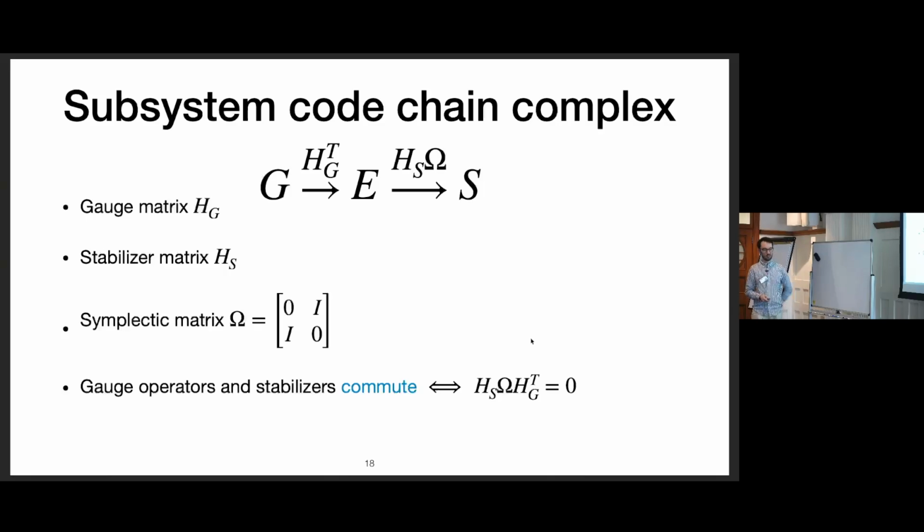So what I've showed you here is that for any subsystem code, I can represent it as a chain complex. Now, this is not actually as nice as the case for CSS codes, because it's not the case that every chain complex can be represented as a subsystem code. And why is that? It's because there's a constraint between these 2 matrices, basically because the stabilizers must be expressible as gauge operators. And so that constrains these things. So I can't just take any chain complex and say it's a subsystem code, but for any subsystem code, I can represent it as a chain complex.